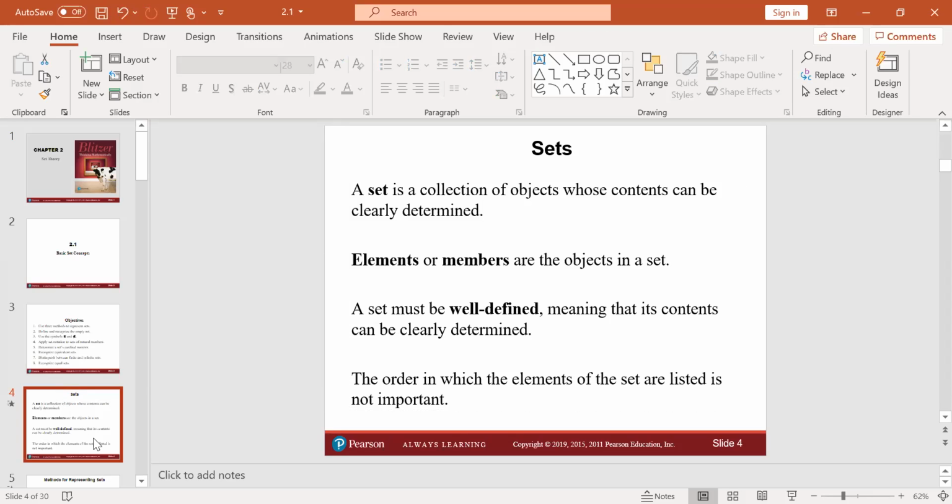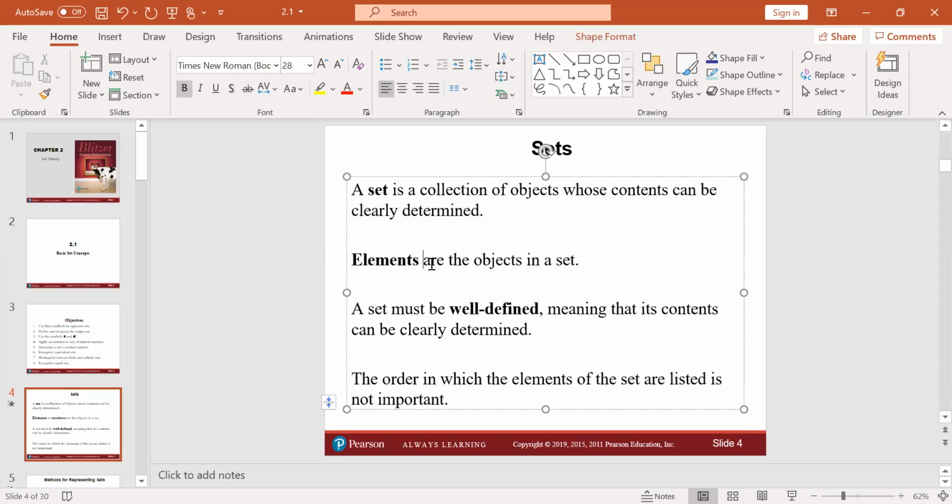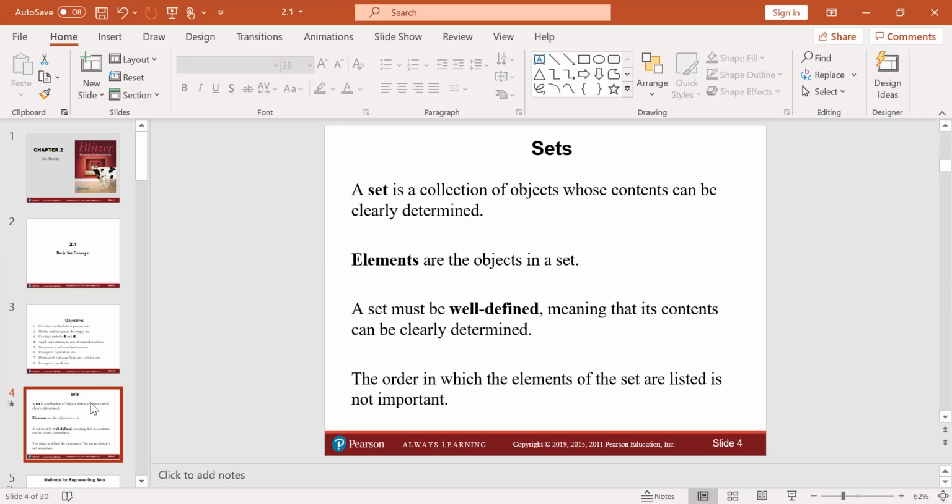So life goes on. Anyways, a set is a collection of objects whose contents can be clearly determined. What we call the contents of a set are its elements. We don't really use the word members. The elements of the set are the things that are in it. A set must be well defined, just meaning you know what's in it.